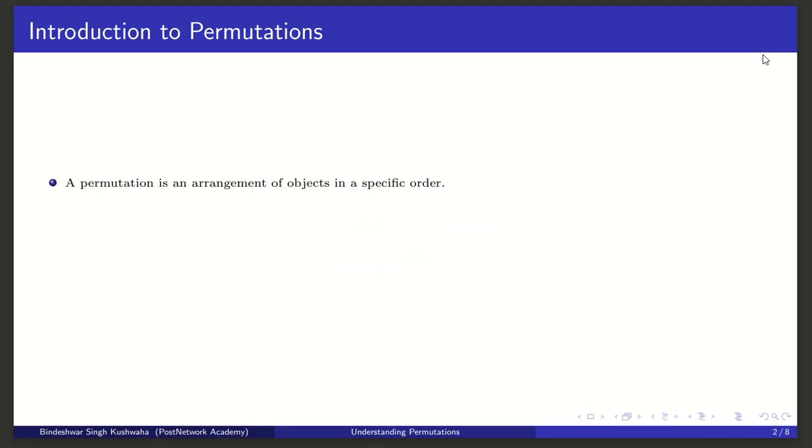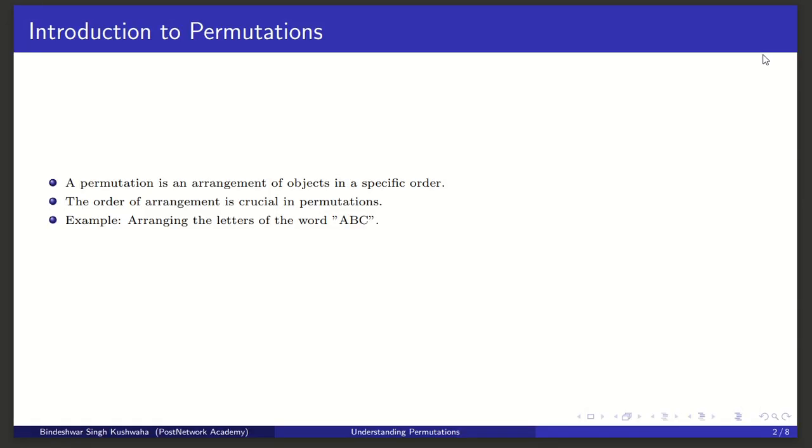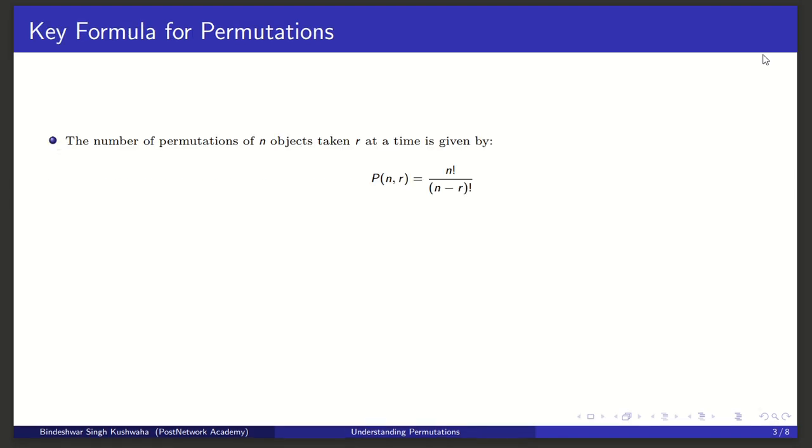Basically, a permutation is an arrangement of objects in a specific order. And remember, the order of arrangement is crucial in permutations. For example, arranging the letters of the word ABC. There are total 3 factorial permutations or arrangements, and that is 6. Later I will discuss factorial. If factorial n, so factorial 3, that means 1 into 2 into 3.